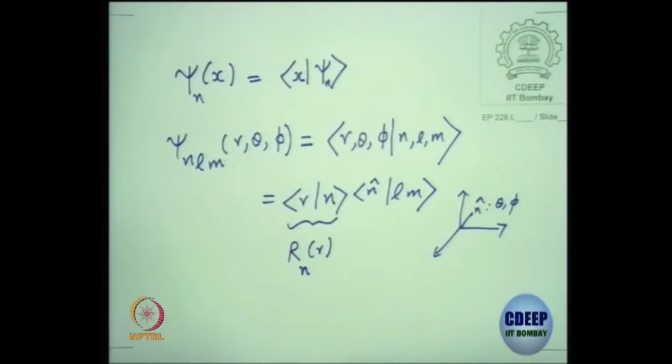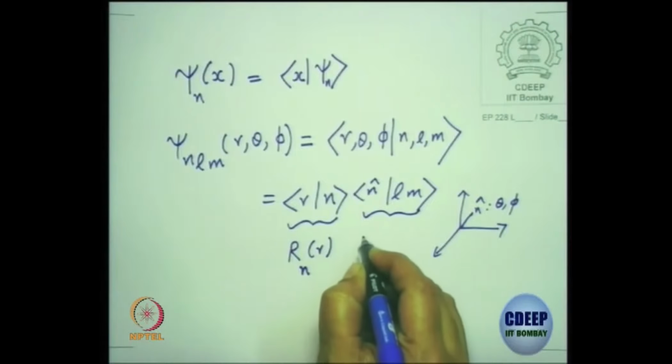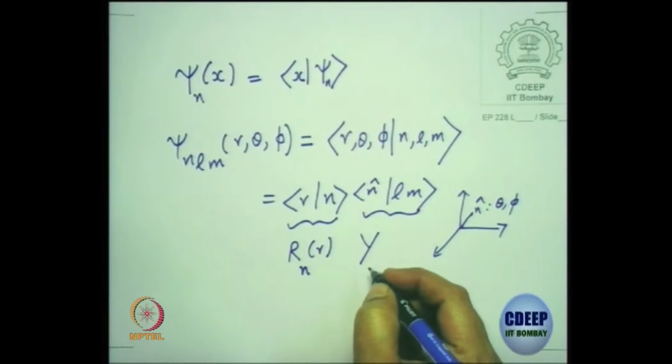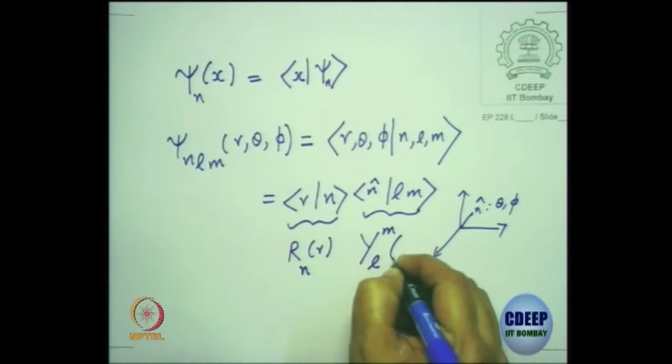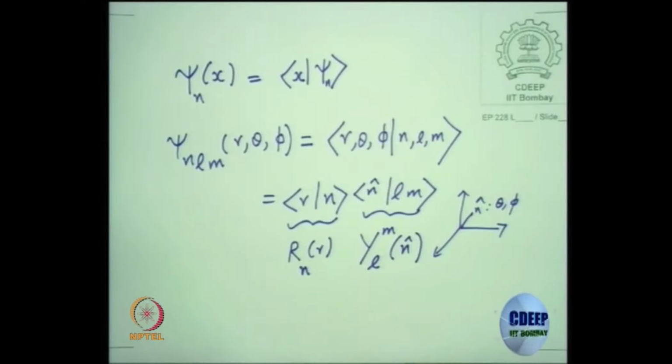What is this we are going to call? We are going to call it the radial part of the wave function. What is this? This is your spherical harmonic, which you can write as Y L M of theta phi, or you can also call it n-hat, where n-hat is a unit vector.